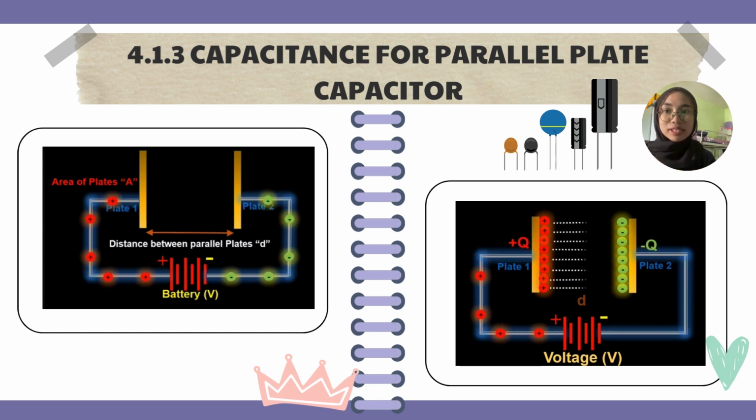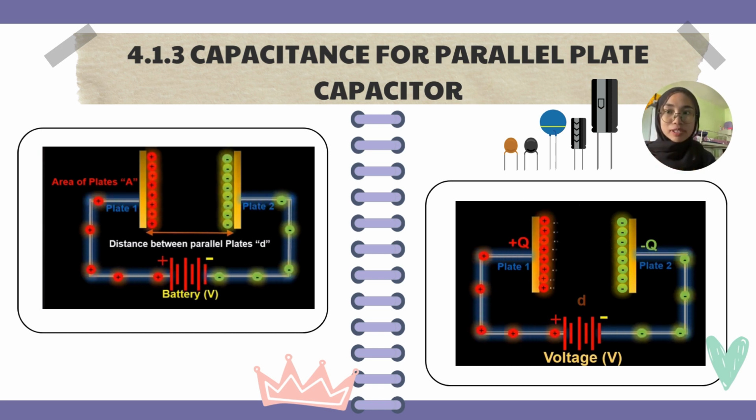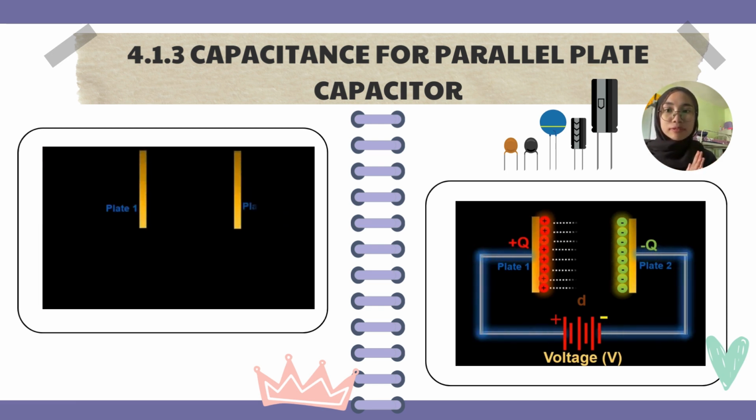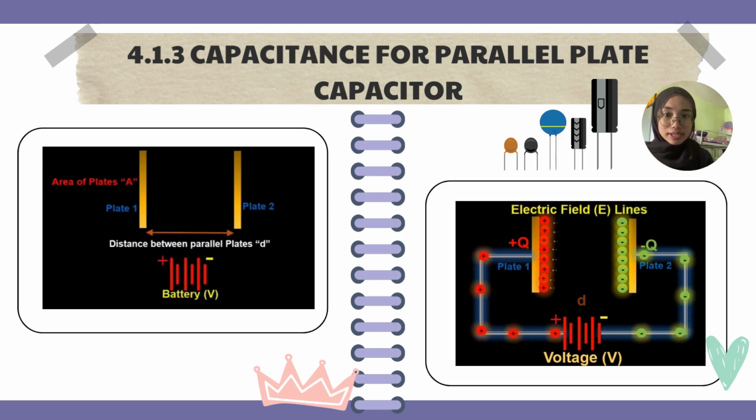In a parallel plate capacitor, electric field lines point outward from the positive charge and end on the negative charge, and hence the electric field lines run from the positive plate toward the negative plate. The medium present between the two plates of a parallel plate capacitor is known as the dielectric.